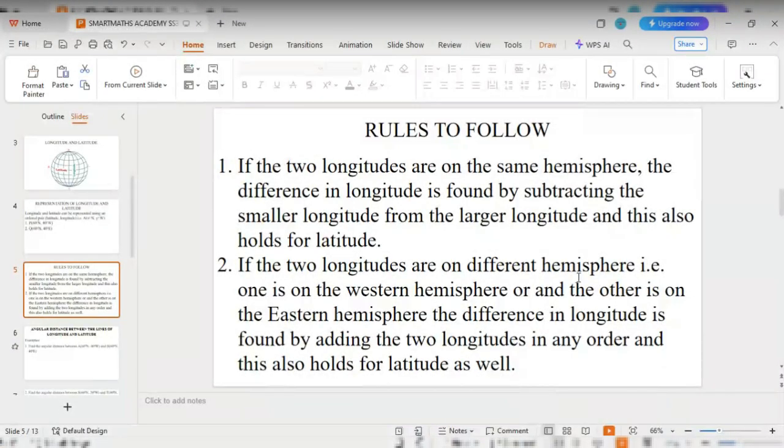So the same thing for latitude on the same side. I mean on different sides, that is north-south or south-north, you are going to add. So that is that for the rules to follow.